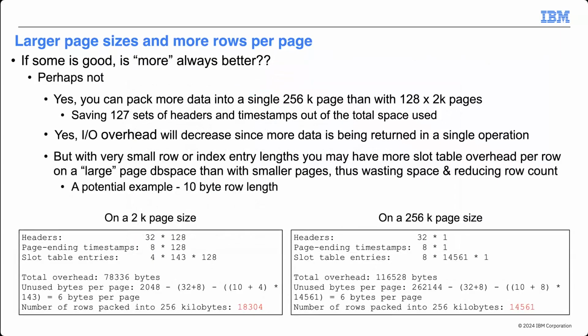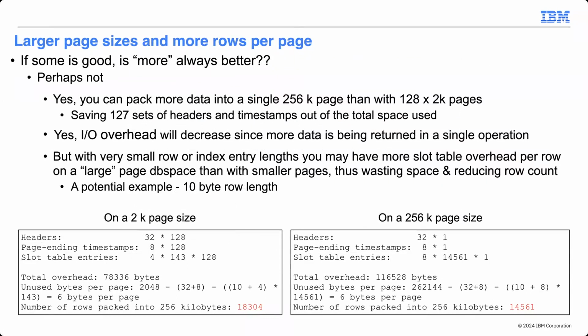But as I was saying earlier, okay, it's great that we give you more size. If some is good, is more even better? And the answer to that in many cases is we don't know. There are some cases where a 256K page size is less efficient than using smaller page sizes. And this is just an example. So yeah, on a single 256K page size, you may cut out a number of headers and timestamps and so forth.